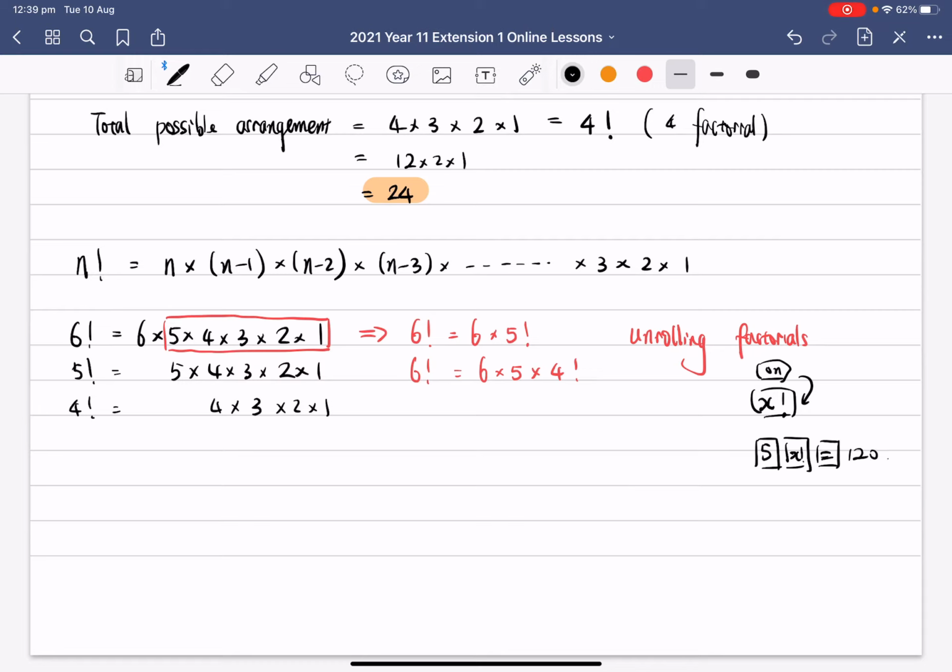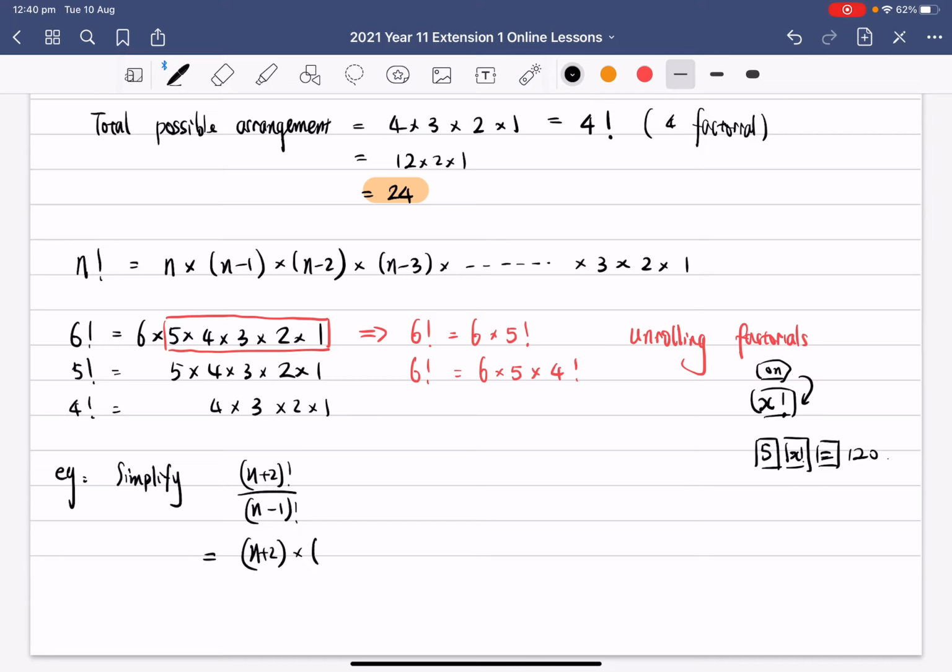But the reason you need to know how to do the unrolling factorial techniques is because sometimes you don't deal with just number factorials, you deal with algebraic factorials as well. So for example, if I ask you to simplify n plus 2 factorial over n minus 1 factorial. If that's the case, how do you simplify it? Your calculator is not going to help you that much. So what you need to do is unroll the factorial and simplify further. So for example, in this question, I can unroll this n plus 2 factorial down to n minus 1 factorial.